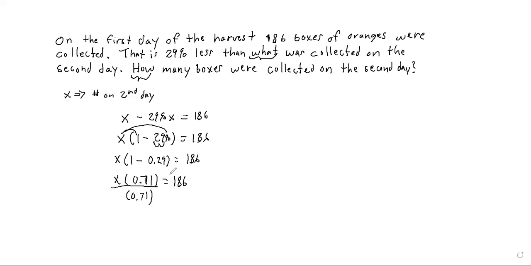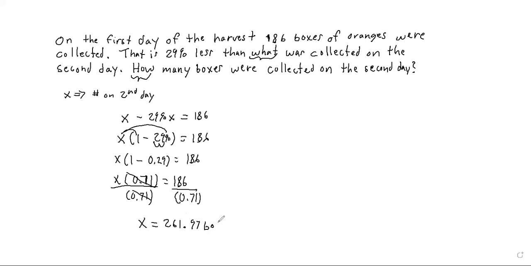And we know how the equal sign works. Whatever operation we do on one side of the equal sign, we have to do the identical operation on the other. So we're going to divide 186, which is the other side of the equal sign, by the same thing, 0.71. And we find that this cancels out to 1. We end up with X equals 261.97 boxes.